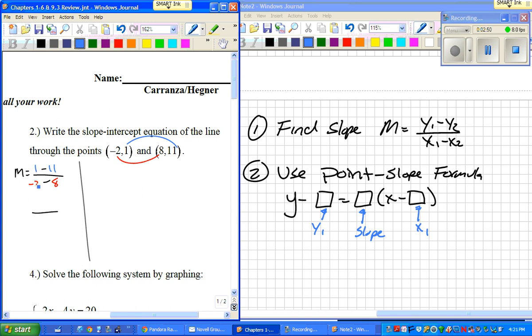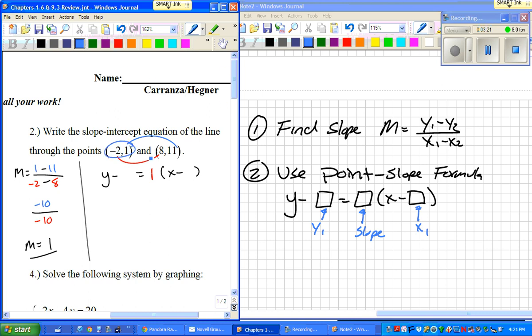So 1 minus 11 is negative 10, and negative 2 minus 8 is 10. And now when we reduce that fraction, we get our slope is 1. So now we know what the slope is, we're going to use the formula to solve. Okay, we know that the slope is 1 because that's what we just solved for.